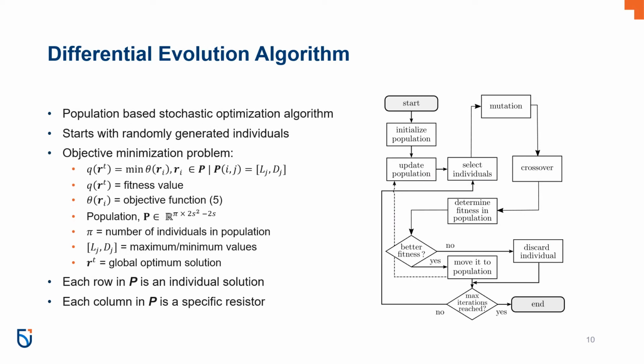Now we move on to explaining the differential evolution algorithm. The DE algorithm is a population-based stochastic optimization algorithm, and it starts with randomly generated individuals. The population is made up of all these individuals, so each row in the population P is a candidate solution, and then each column in this matrix P is a specific resistor that we have in the electrical circuit.